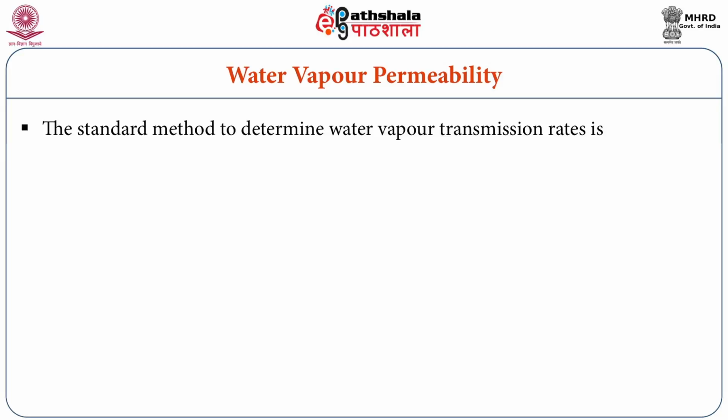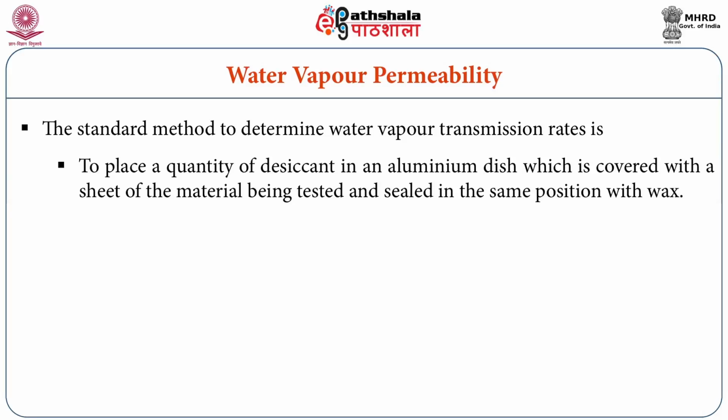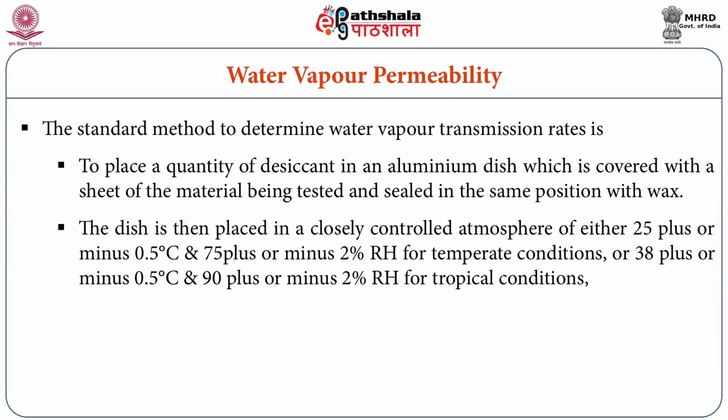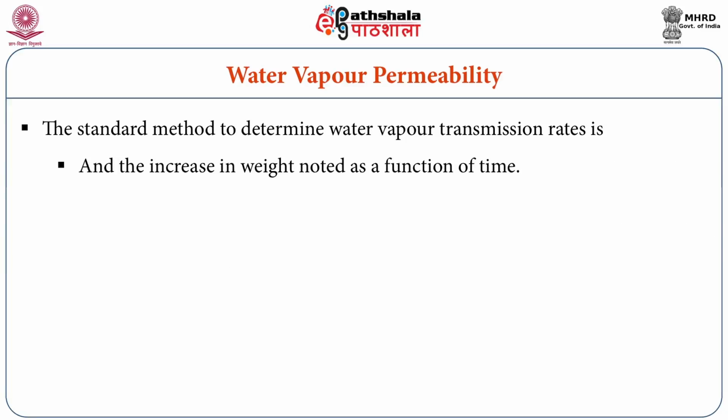The standard method to determine water vapor transmission rates is to place a quantity of desiccant in an aluminum dish, which is covered with a sheet of the material being tested and sealed in position with wax. The dish is then placed in a closely controlled atmosphere of either 25 plus or minus 0.5 degrees centigrade and 75 plus or minus 2% RH for temperate conditions, or 38 plus or minus 0.5 degrees centigrade and 90 plus or minus 2% RH for tropical conditions, and the increase in weight is noted as a function of time.